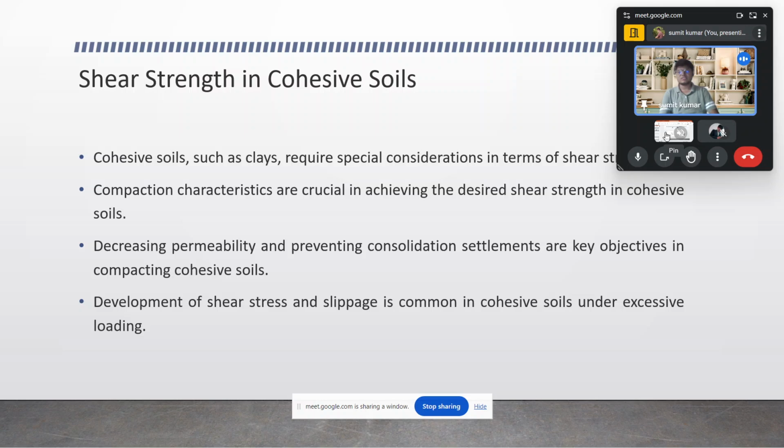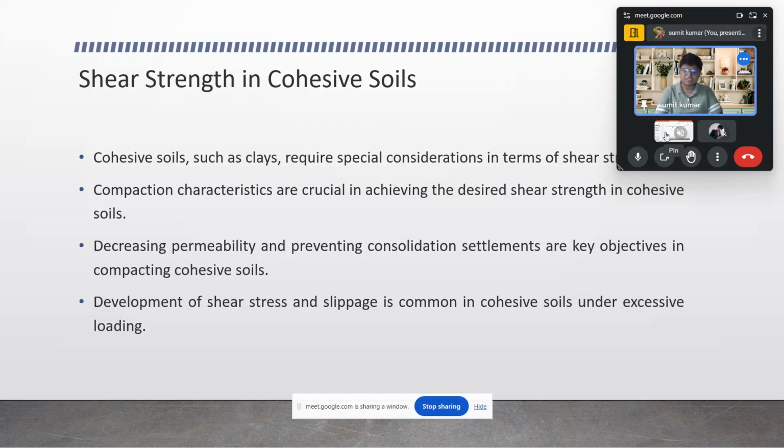When we talk about the shear strength in cohesive soil, clay requires special consideration in terms of shear strength, as the compaction characteristics are crucial in achieving the desired shear strength in cohesive soil. Decreasing the permeability and preventing the consolidation settlement are the key objectives in compacting cohesive soil.